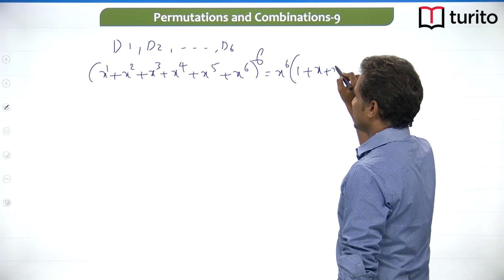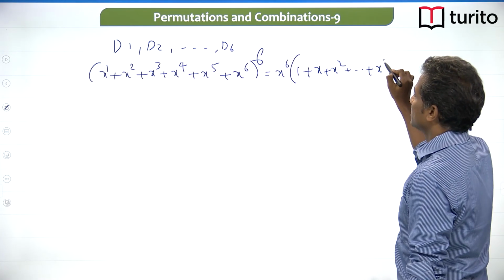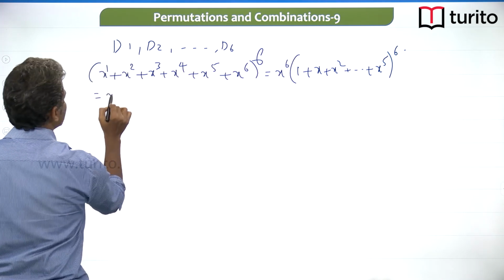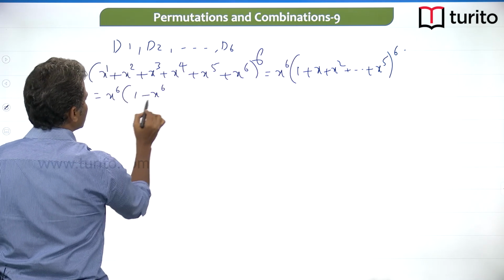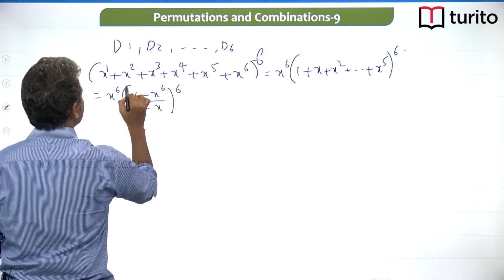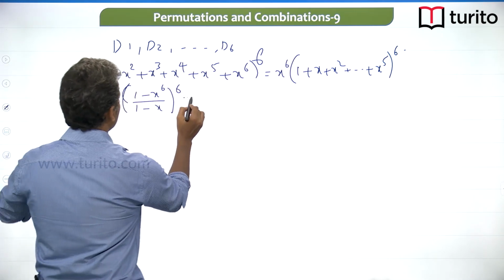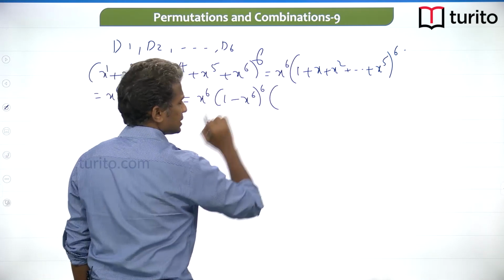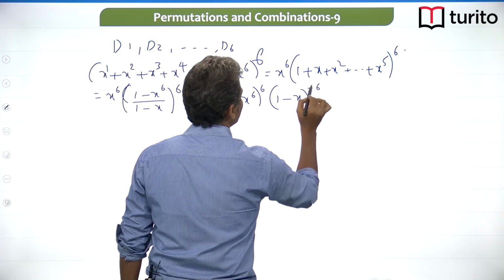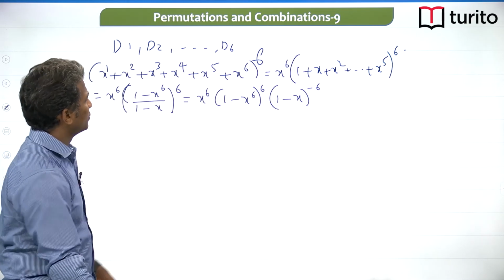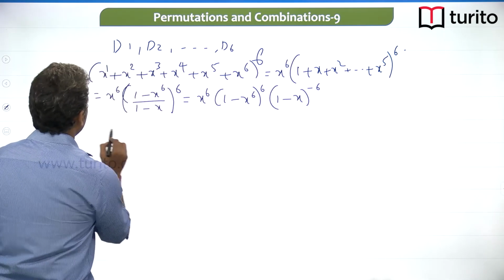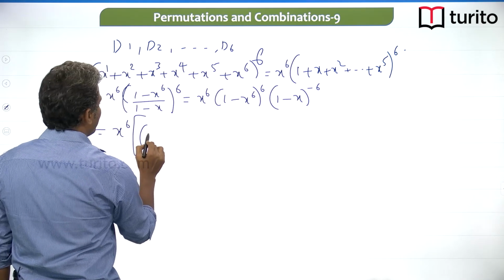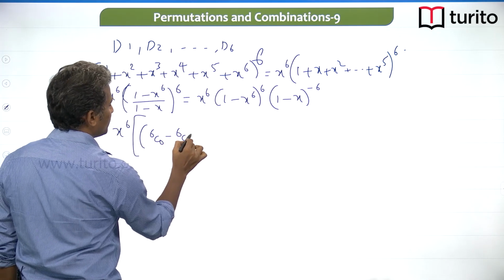1 plus x square, and so on till x raised to 5, whole raised to 6. These are some simple simplifications. We can also write this as x raised to 6 into (1 minus x raised to 6) by (1 minus x), whole raised to 6. So, there are so many 6's here. And further, x raised to 6 into (1 minus x raised to 6) whole raised to 6 into (1 minus x) whole raised to minus 6. Now, I am going to expand this. We have one x raised to 6 which is already outside, and here this is going to be a binomial theorem, normal binomial theorem.